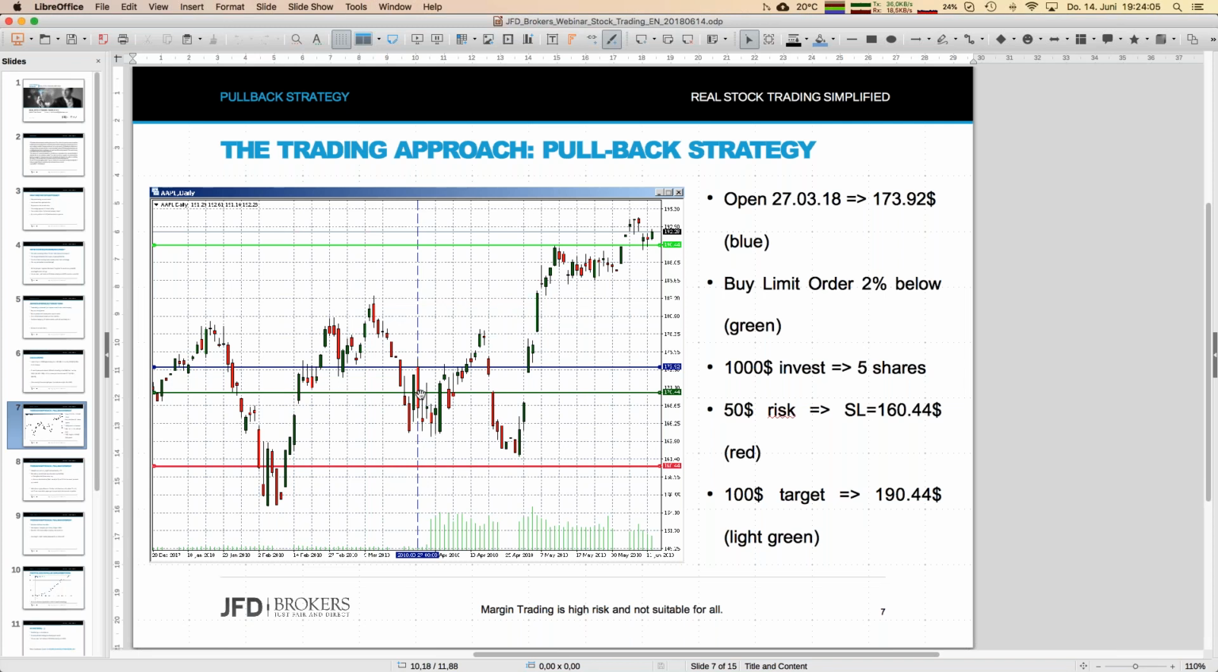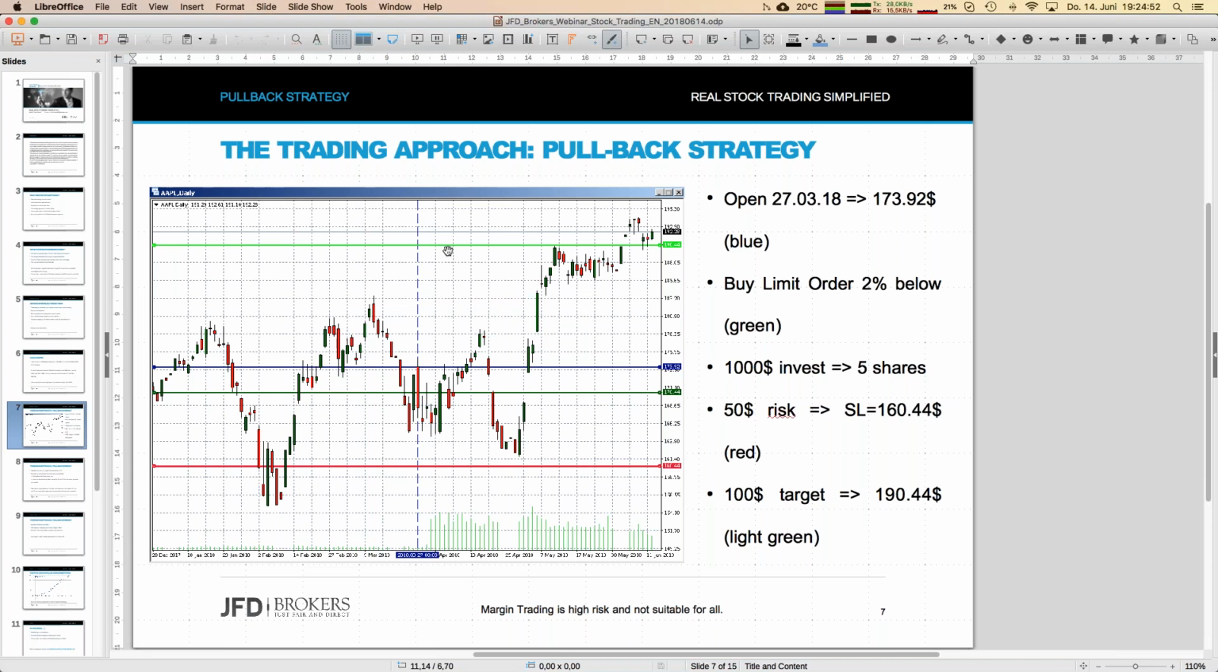So now we have our 5 shares. We have a stop loss at 160. And now it goes further. We wait. In the first kind of strategy, we will immediately go already to the next step, but we could wait until the end of the trade. In this case, I place a take profit level, a target, and my target here is $100. That translates, if I buy 5 shares, to a target of 190. So there's a take profit.